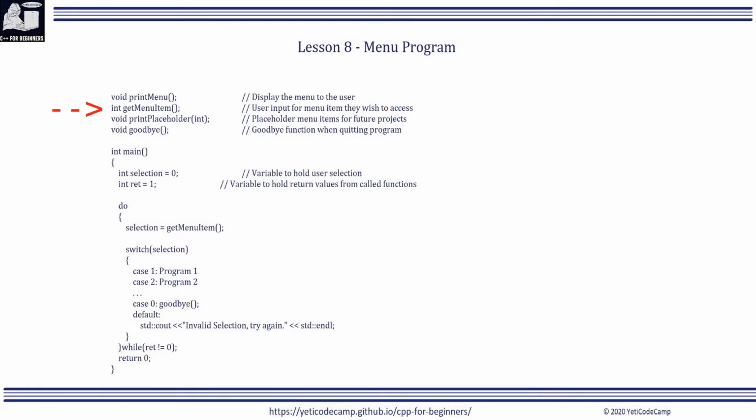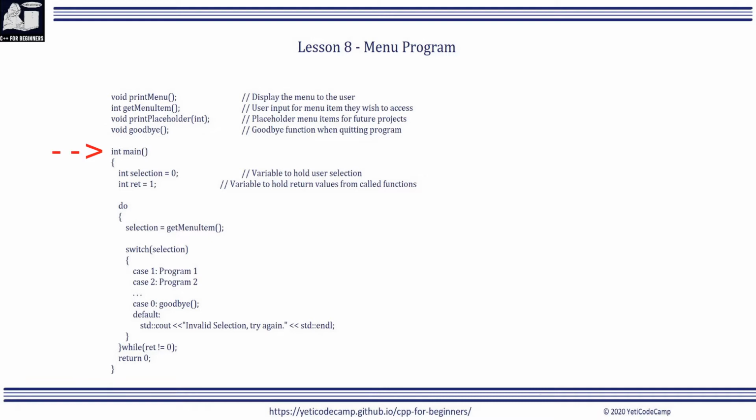Get menu item, which will return an integer. This function will query the user for input and return the menu selection number they choose. Placeholder. Since we will not have many programs for our menu to use at first, this function will act as a placeholder for now and will also allow us to see if our menu is working correctly. Goodbye. This function will perform a bit of a goodbye routine when the user chooses to exit the program, so that the program doesn't just abruptly end when we hit close.